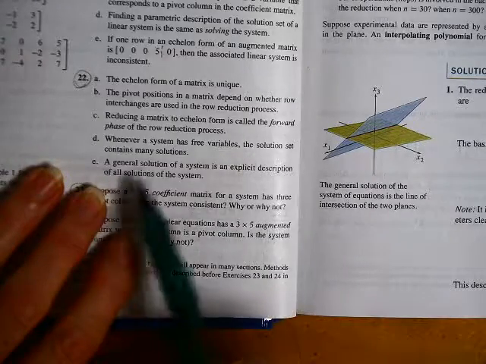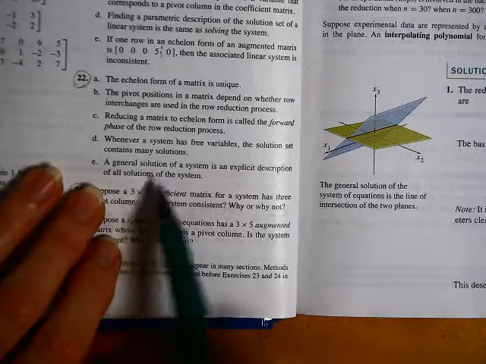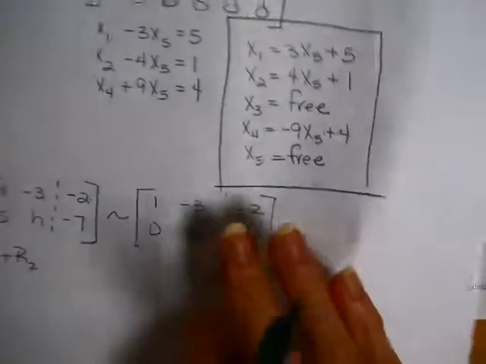Okay. A general solution of a system is an explicit description of all the solutions of the system. True. This is a description of all the solutions. It's true.